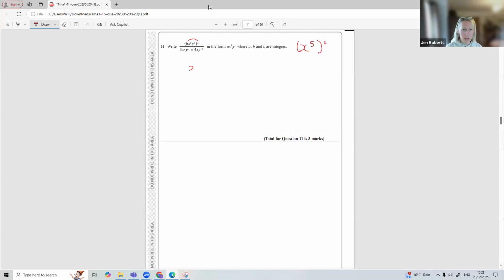What's 6 squared? 36. X to the power 5 squared is x to the power 10 because you multiply your powers. Y cubed squared is y to the power 6. 3 times 4 is 12. X squared times x is x cubed. Y to the power 7 times y to the minus 3. So here we're going to add our indices. 7 add minus 3 is the same as, when you add a negative, it's the same as subtracting, right? 7 take away 3 is 4, so y to the power 4.